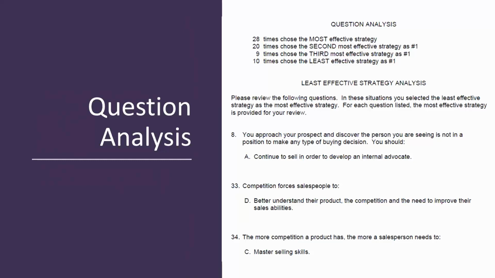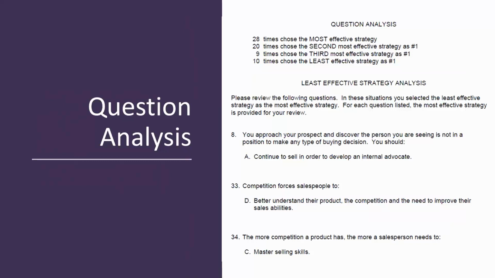Question 33, competition forces salespeople to, the best answer is D, better understand their product, the competition, and the need to improve their sales abilities. Now remember, you're faced with a series of multiple choice questions. This particular individual 48 times chose the most or second most effective strategy as number one, but 19 times chose the third or least effective strategy as number one. And here are these examples here.